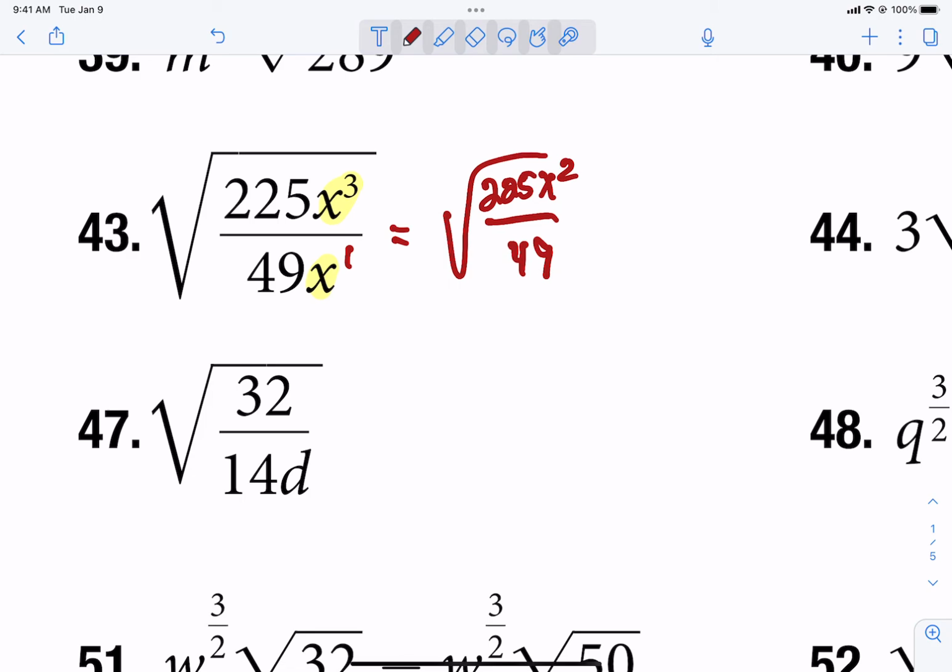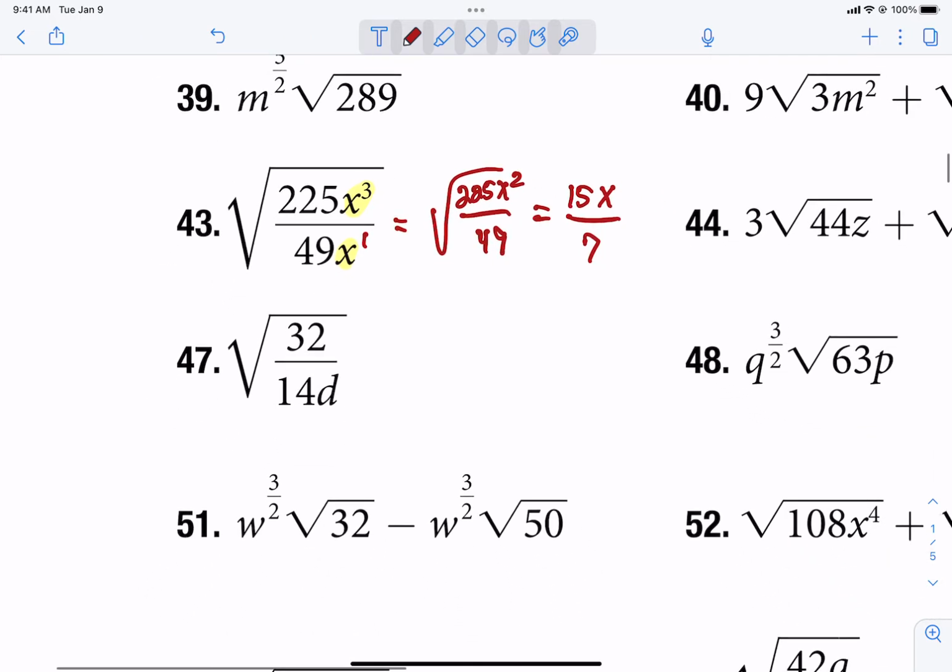Now 225 is divisible by 15. It's 15 squared. 49 is 7 squared. There's nothing I can reduce there. So now let's just take the square root. Take the square root of the top over the square root of the bottom. And then you can always look again to see, can I reduce any more? If I can't reduce any more, it is what it is. There you go. So there's 43.